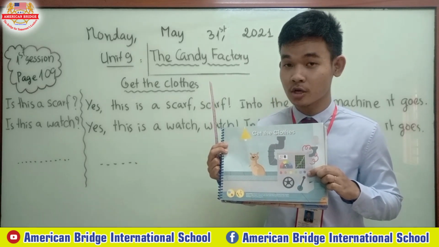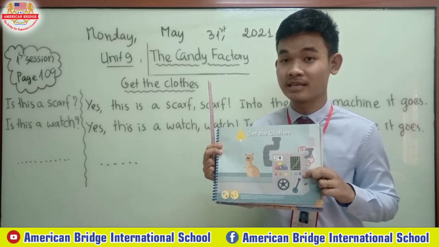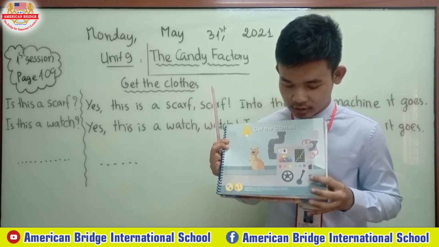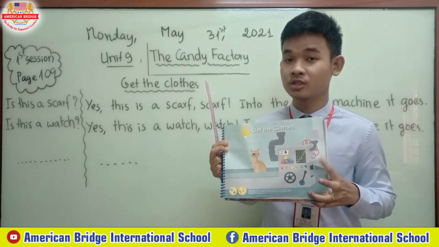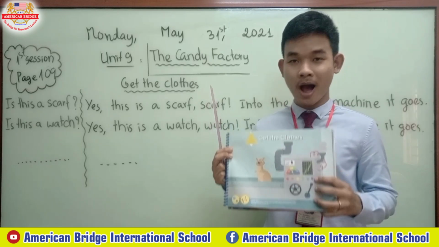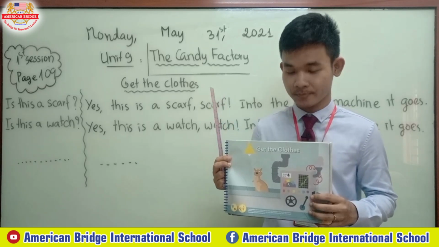What's special about the machine? It can make candy by putting clothes into it. So we can make candies by putting clothes into this machine, and then we have candies. Wow, this machine is so special, all right?